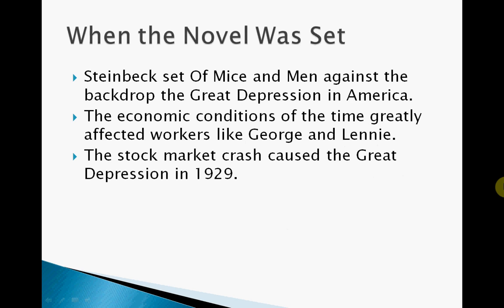When the novel was set. Steinbeck set Of Mice and Men against the backdrop of the Great Depression in America. It had to do with the economic conditions at the time which victimized workers like George and Lenny, who are the novel's protagonists. The Great Depression began in the 1930s, and I'll be talking about that later. The economic conditions greatly affected George and Lenny and prevented them from achieving their dream, which is the main theme in the novel. The Great Depression was started by the stock market crash in 1929, also known as Black Tuesday.